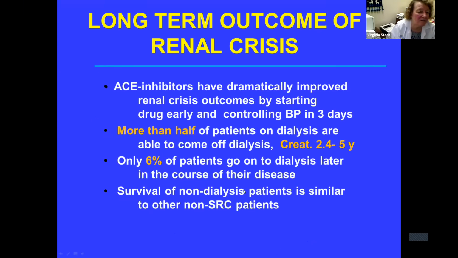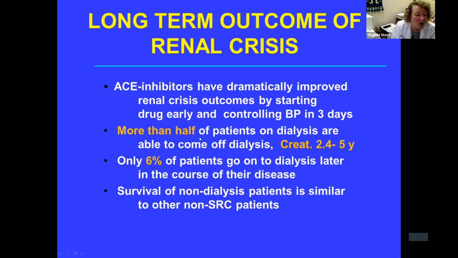So ACE inhibitors have really dramatically improved renal crisis, particularly if they are started early, controlling the blood pressure in 3 days, and starting before the creatinine is greater than 3. Those are sort of the guidelines. Unfortunately, over the 10-year period from the time I wrote that paper until France and England did a similar study, we really didn't improve the outcomes much more. Everybody had pretty much the same outcomes.